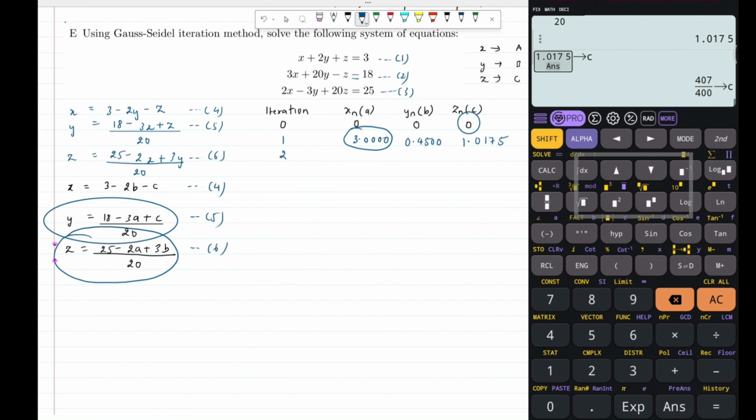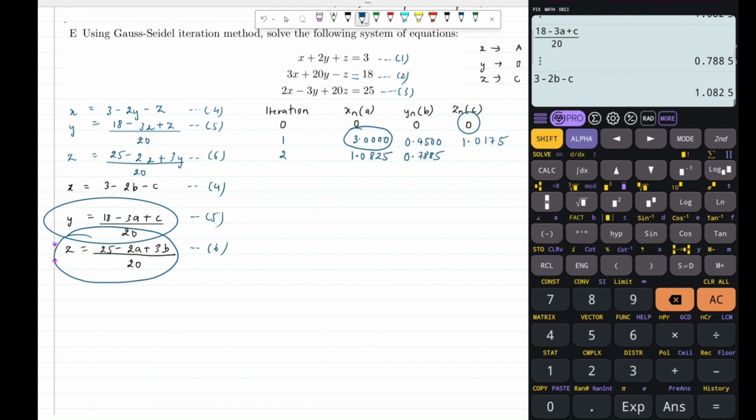What you got to do is, using the navigation button on the calculator, look out for the equation that gives us the value of x. So this is the equation that gives us the value of x. We're just going to press equal to, and you get the new value of x. So in this case, x2 is 1.0825. You store this in A, and then look out for the equation that gives the value of y. This is the equation that gives the value of y. Press equal to, you get the new iterated value, so that's 0.7885. Store this in B.